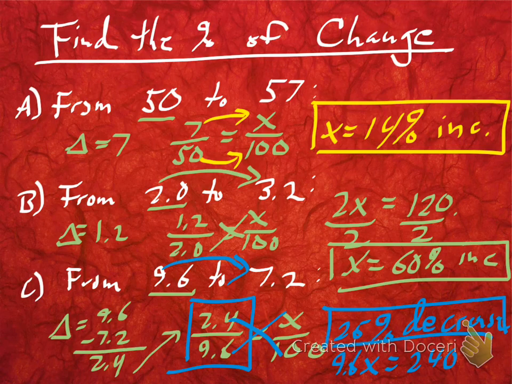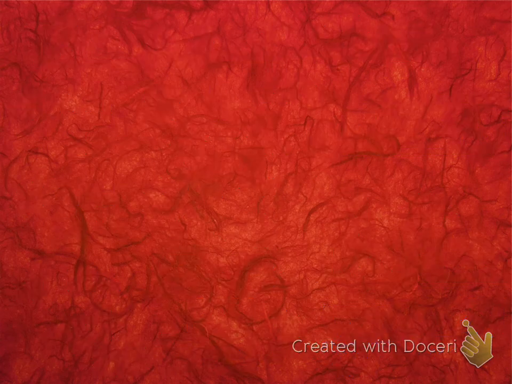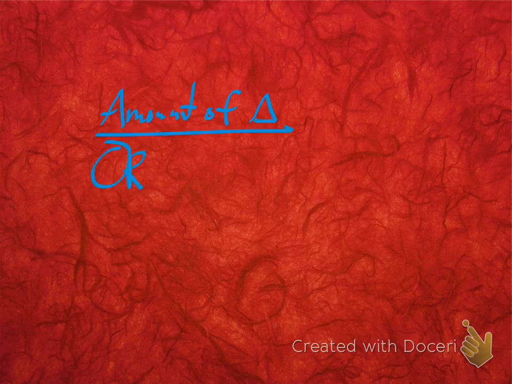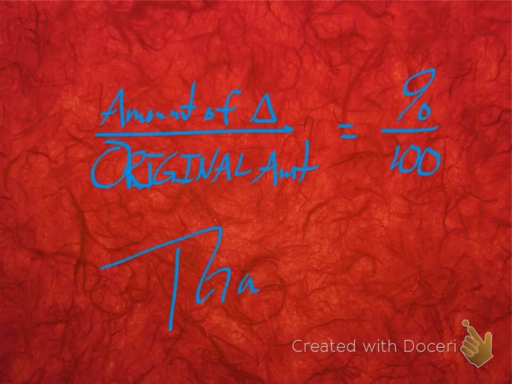Okay? So that is how we're going to find percent of change. Again, remember, it is always the amount of change, and we're going to use the symbol delta, over the original, always the starting number, amount, and that's going to equal percent over 100.